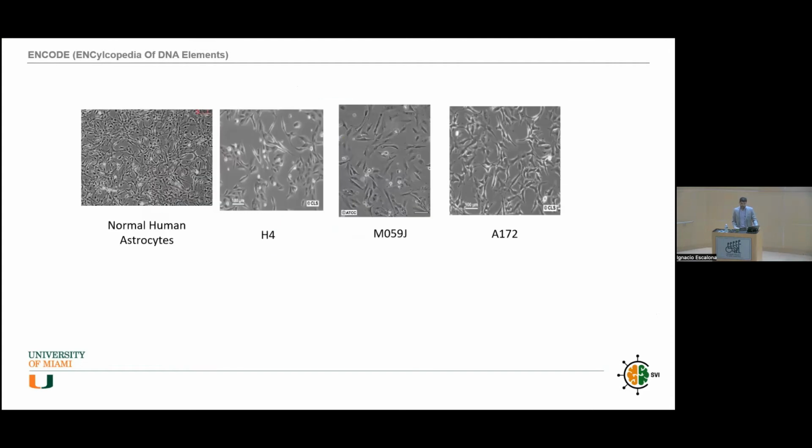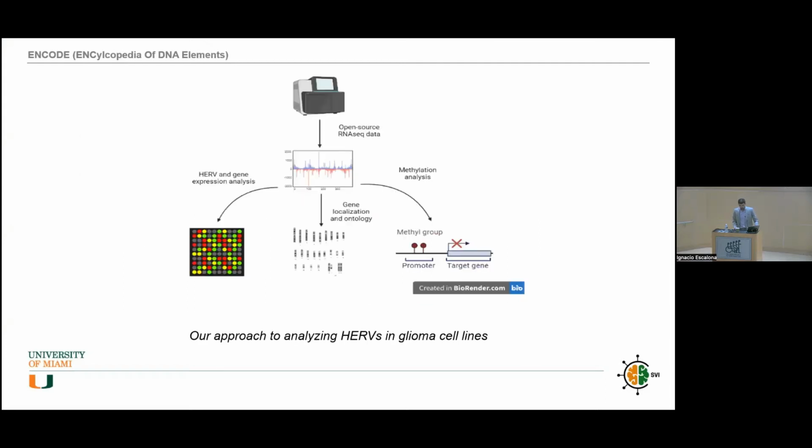So you have astrocytes and different glioma cell lines in varying degrees of aggressiveness, A172 being the most aggressive, the most proliferative type of glioma. And we're able to apply this methylation analysis and RNA-seq and put them together to see whether or not these HERVs are being overexpressed in the glioma cells compared to astrocytes and vice versa.